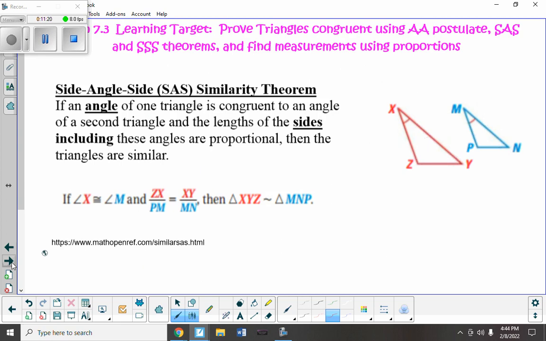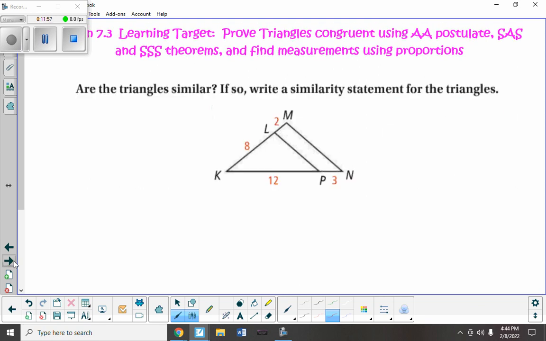All right, the last theorem we have is called the side angle side similarity theorem, and that says if an angle of one triangle is congruent to an angle of a second, and the lengths of the sides including these angles are proportional, then the triangles are similar. So like in this picture, you have angle X congruent to angle M, okay? And then it says if ZX, so this side compared to this side, so left side to left side, equals the ratio of this side to this side, then we can use SAS similarity, and the triangles are similar. So let's do an example like that.